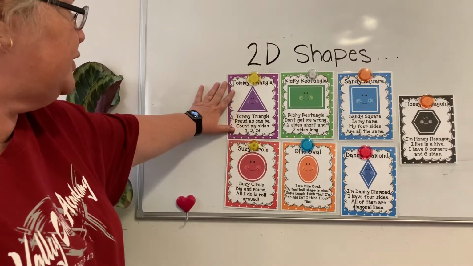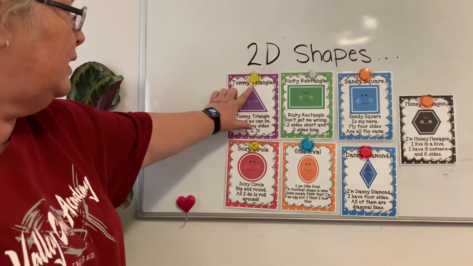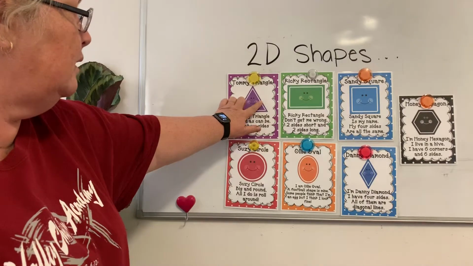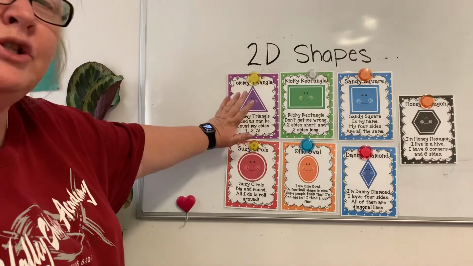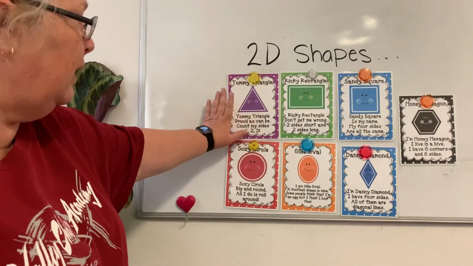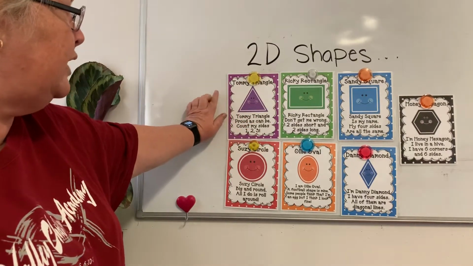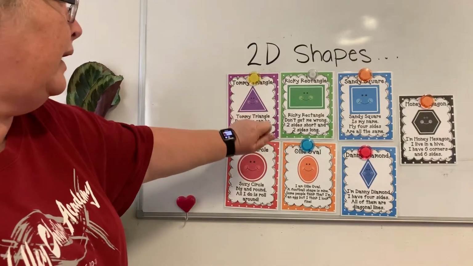So the first one I'm going to show you is Tommy Triangle, and he has 3 sides. But see how he's flat? He has no sides to him. He has no dimension. Okay, so he's just what we would call a 2D shape. So we have Tommy Triangle.